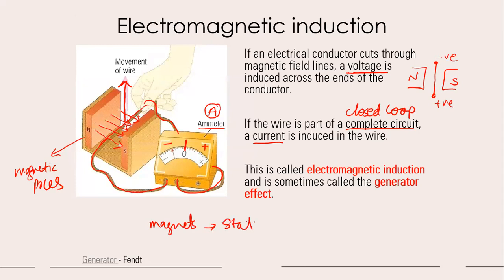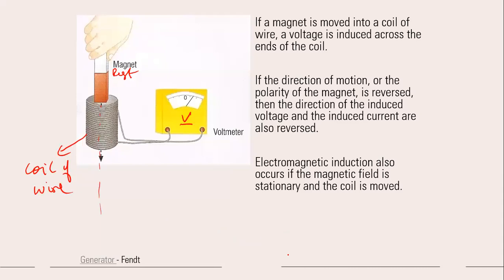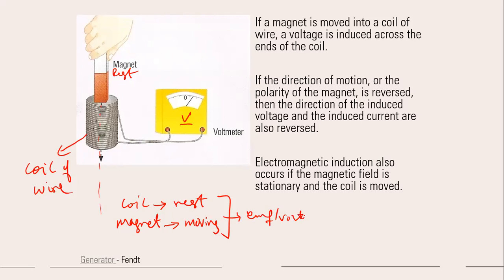were stationary and the wire was moving. So when the wire moves, the magnetic field lines linking the wire change and it induces voltage and current. On the other hand, if the coil is at rest and magnet is moving, again the same effect happens. It induces EMF or voltage. So the thing is, one of them should move. Either the wire should move or the magnet should move.